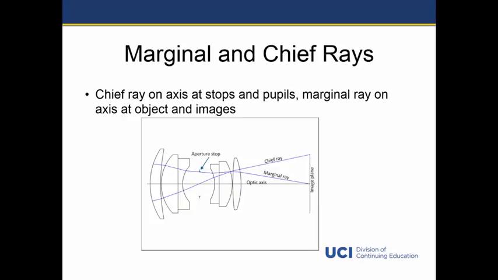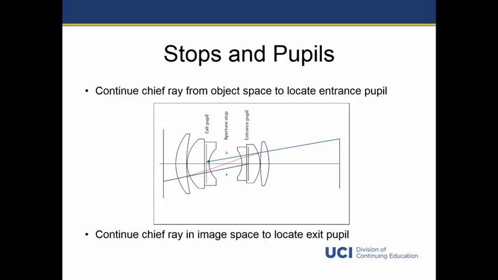Now, if we want to locate our entrance and exit pupils based upon the chief ray, again, it crosses the optical axis at pupil locations. What I can do is simply take a continuation of my chief ray from object space, ignoring refraction, and come on through until the ray crosses the axis. That tells me where my pupil is located. It also tells me the size of my entrance pupil.